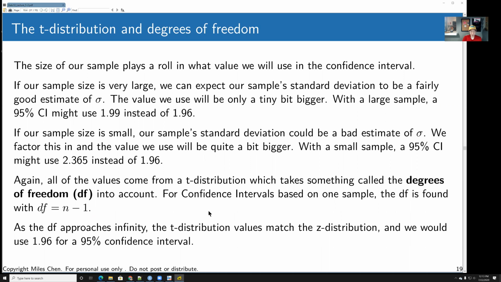And as the degrees of freedom approach infinity, the values in the t-distribution will match the z-distribution, right? And so, if you have a sample size of infinity, you would just use 1.96. Your sample's estimate of the standard deviation will equal the population standard deviation if your sample size is infinite, and you just use 1.96.